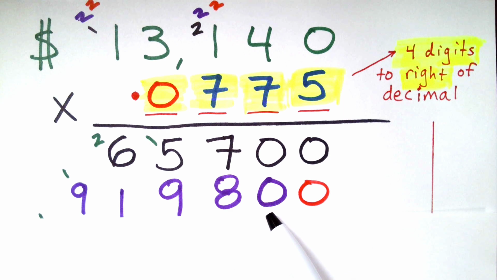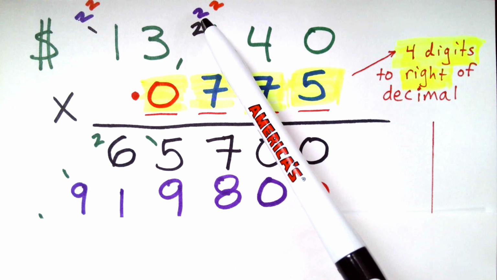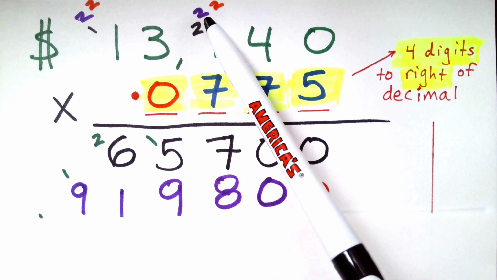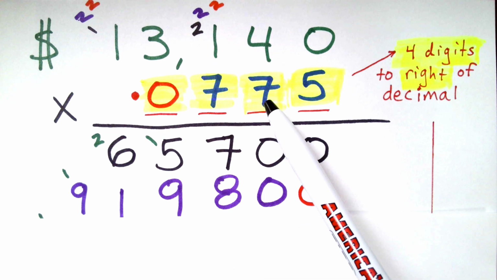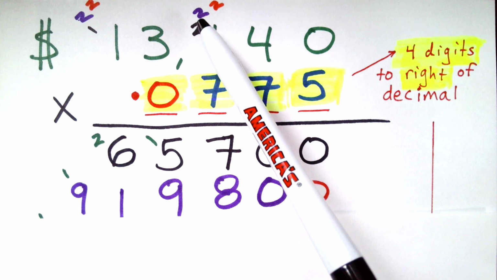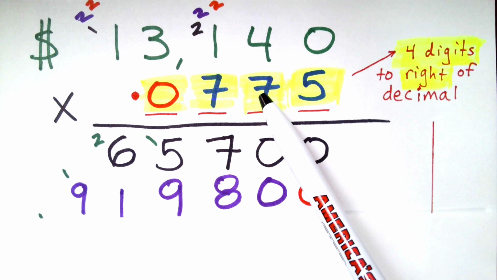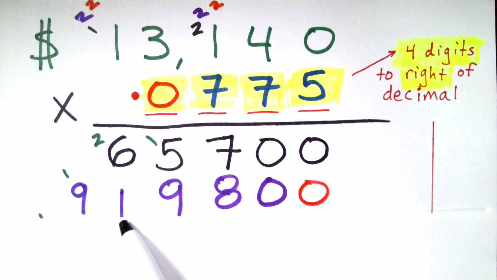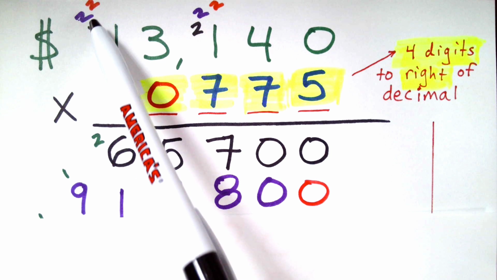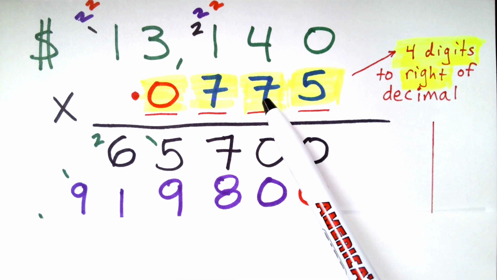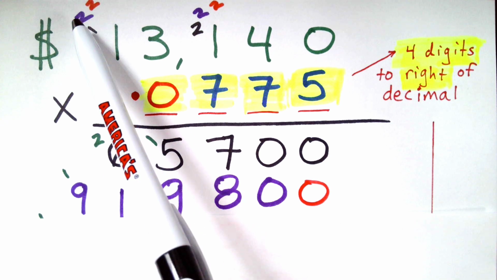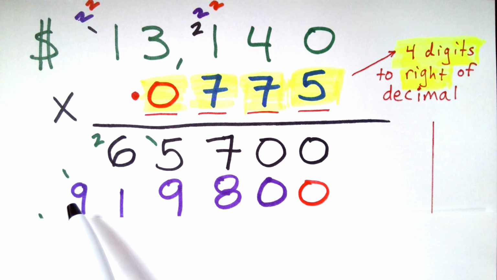7 times 0 is 0. 7 times 4 is 28. I'll put the 8. I'll carry the 2. Notice it's written in purple. There's the 2 in purple. I'll add that to my next product. 7 times 1 is 7, plus 2 more is 9. That's where the 9 comes from. All right. 7 times 3 is 21. I'll put the 1 here. I put the 2 right next to the 1 in purple. And then I'll multiply 7 times 1 is 7, plus 2 more is 9.